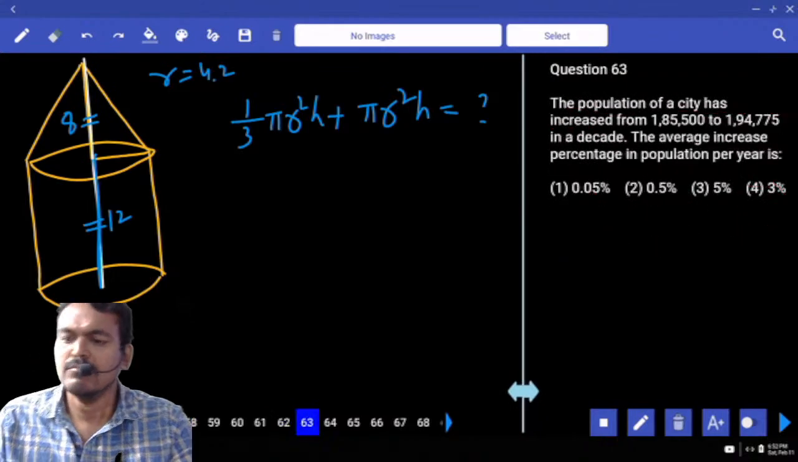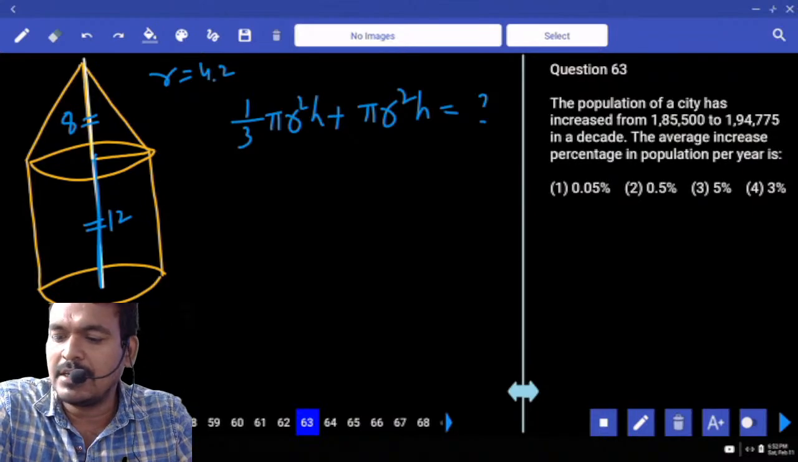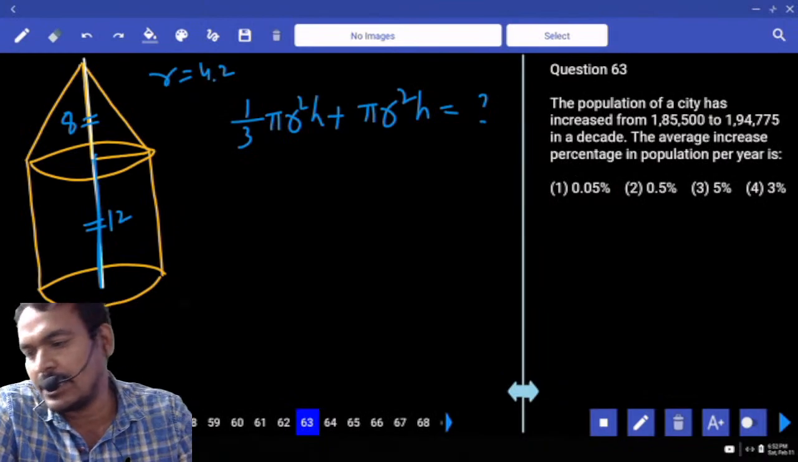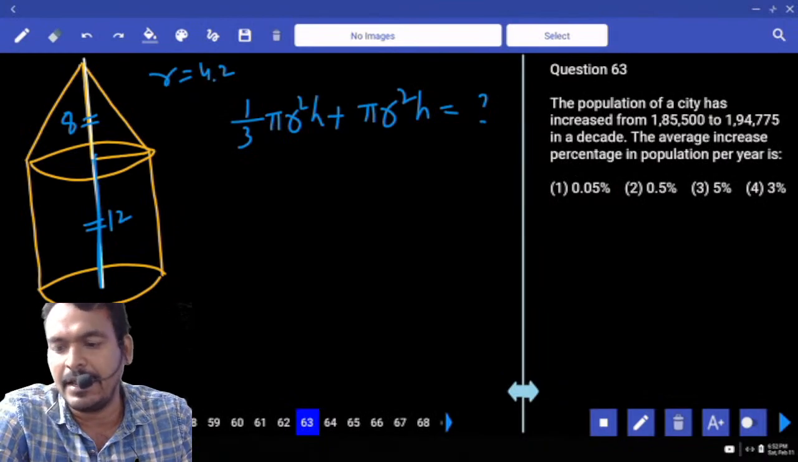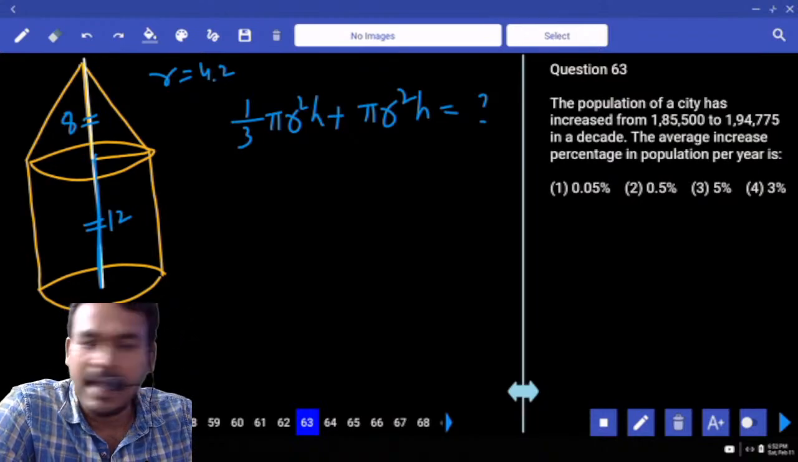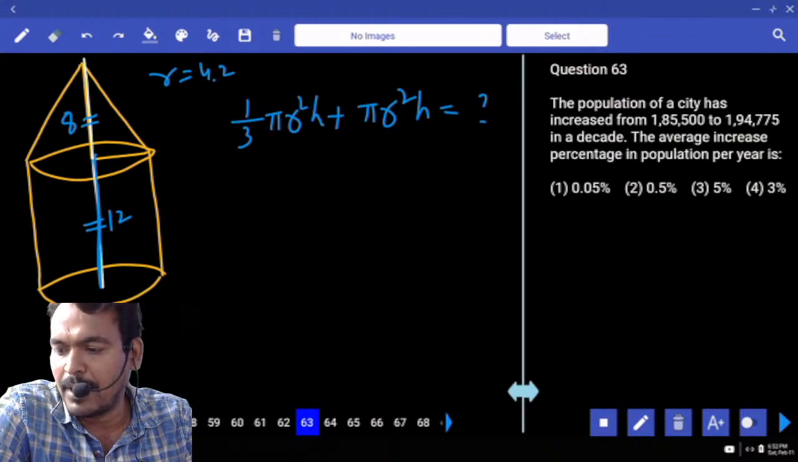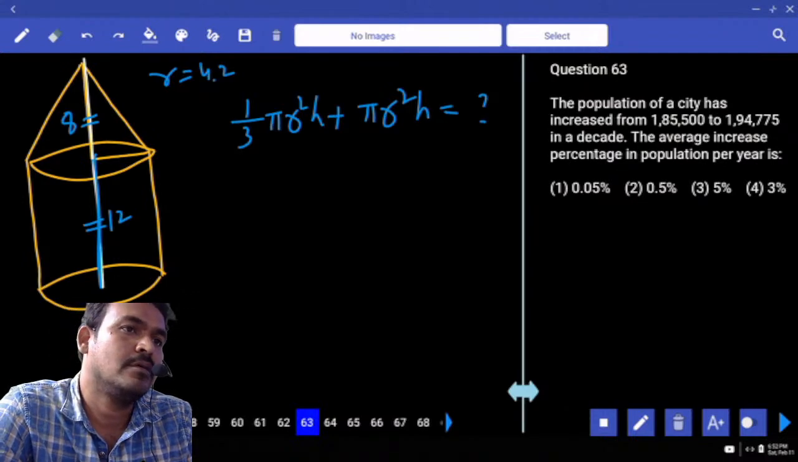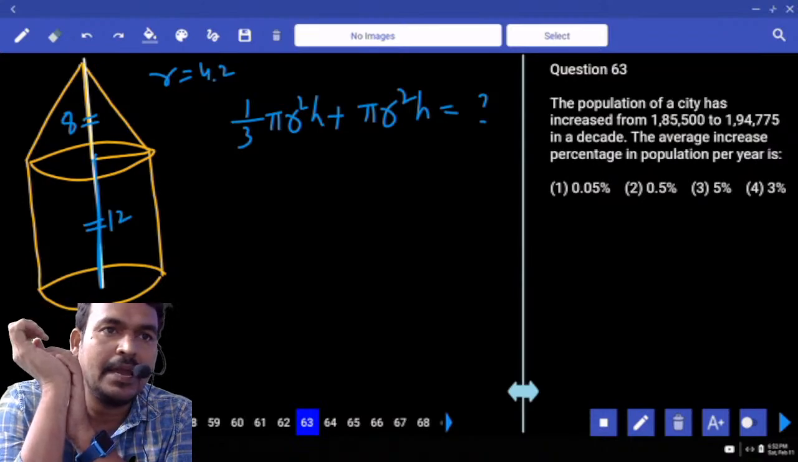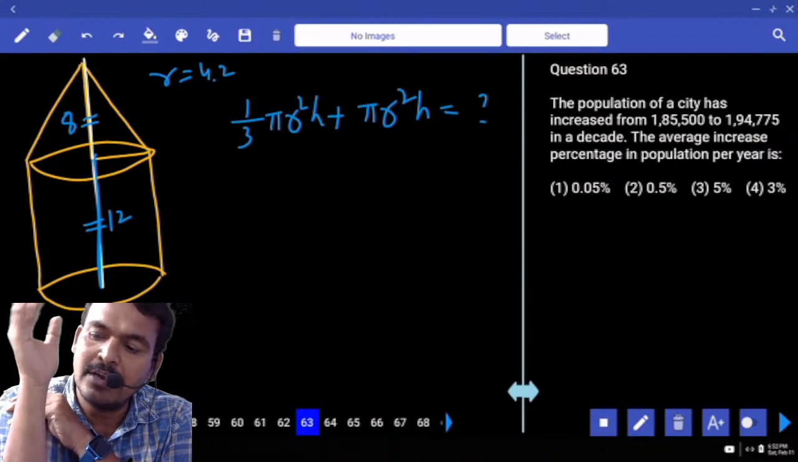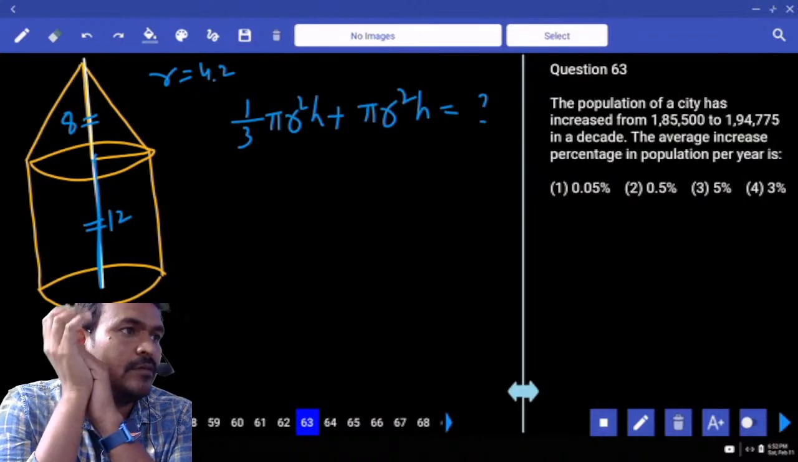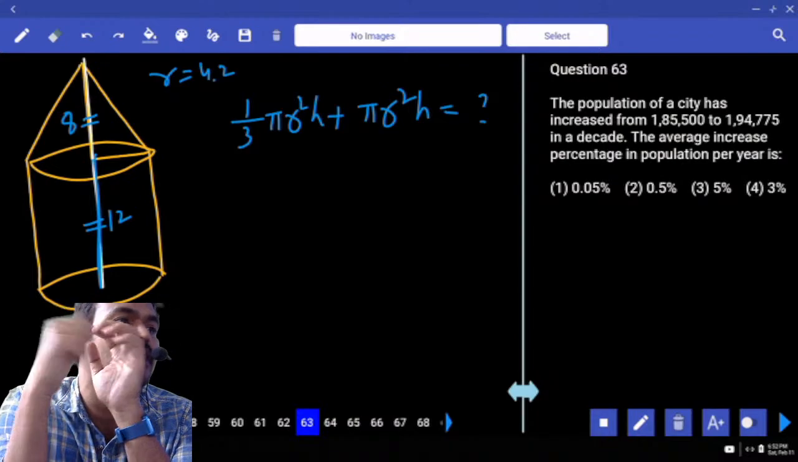Next is 63. The population of a city has increased from 1,85,500 to 1,94,775 in a decade. Decade means how many years? 10 years. The average increased percentage in a population per year or number of years? Per year. Okay. What is the initial value? 1,85,500. But after 10 years, it will become 1,94,775. Means increased value in 10 years or only 1 year?